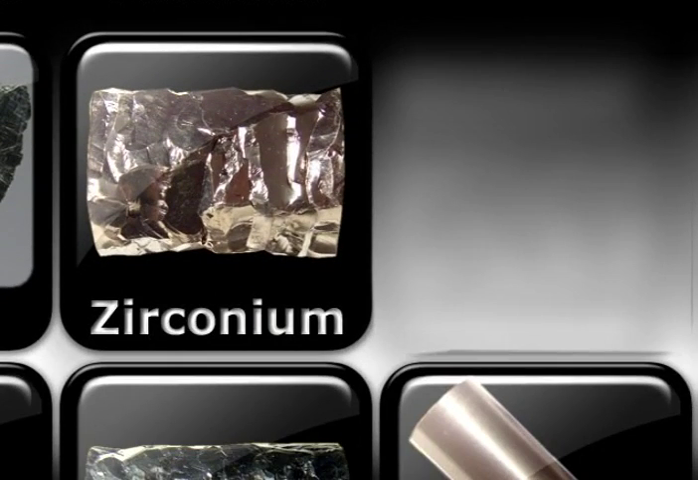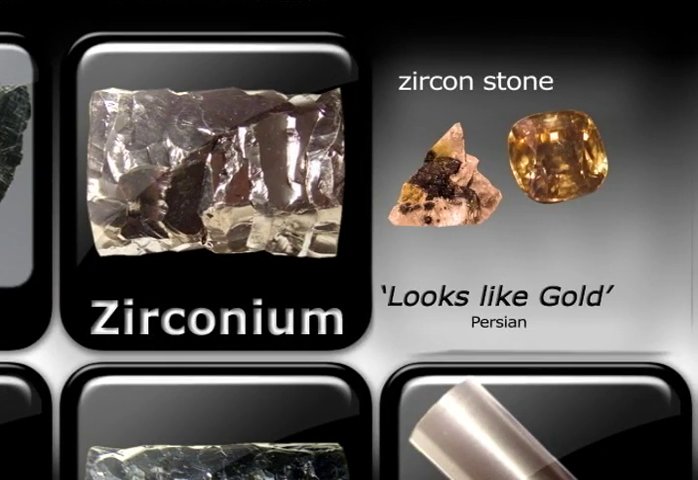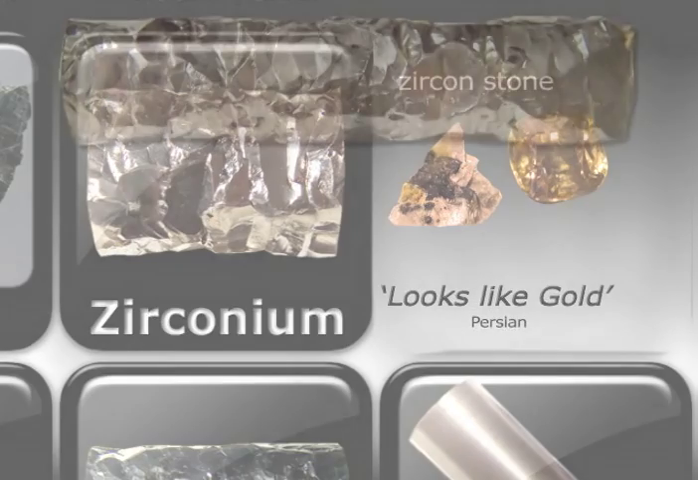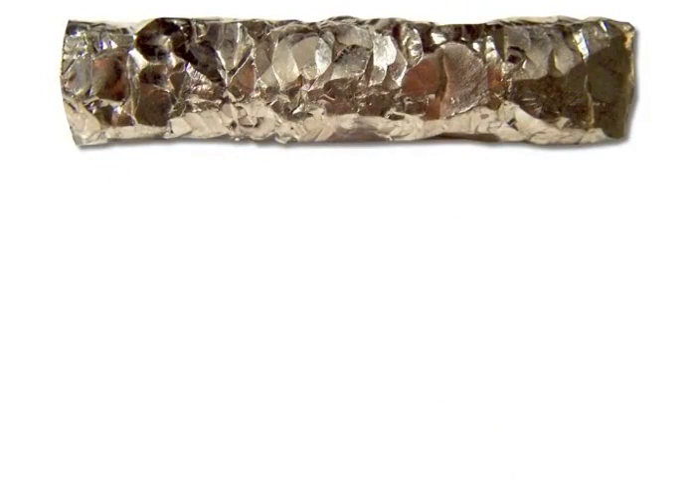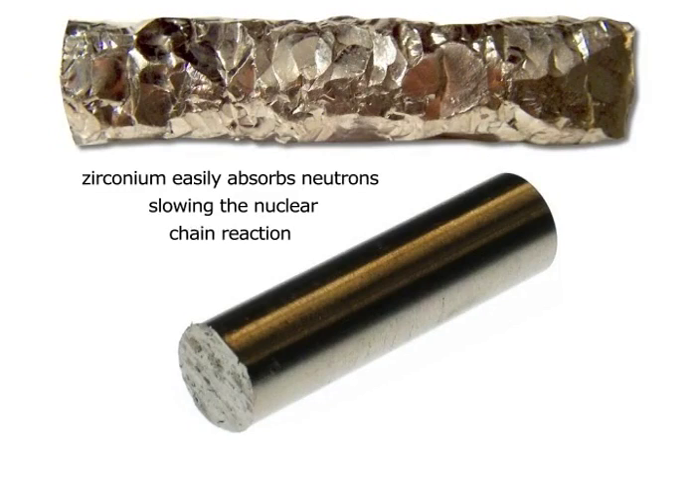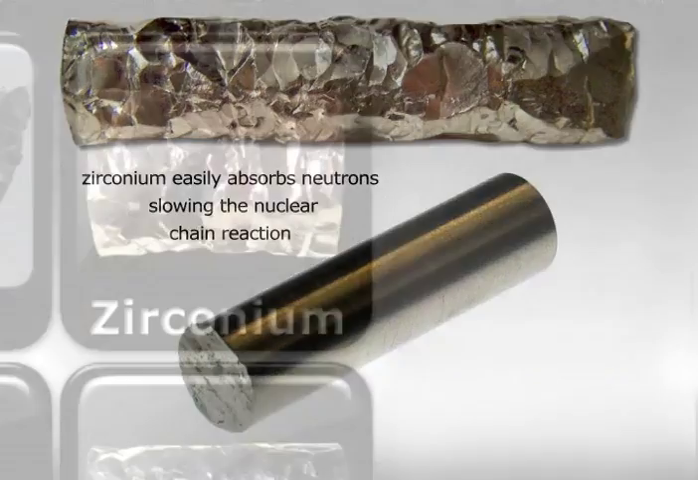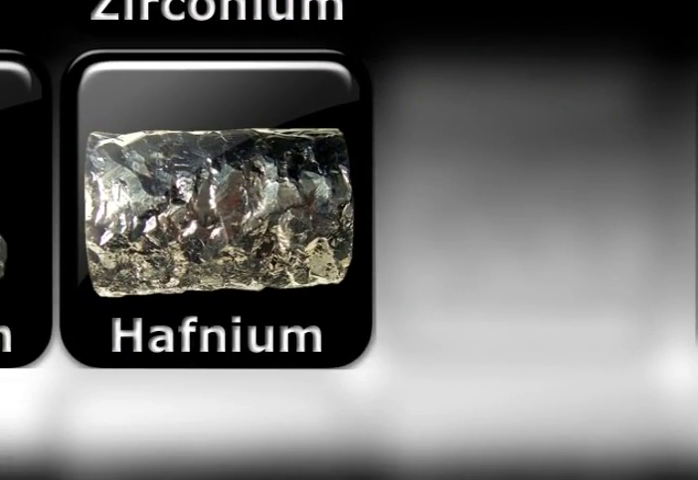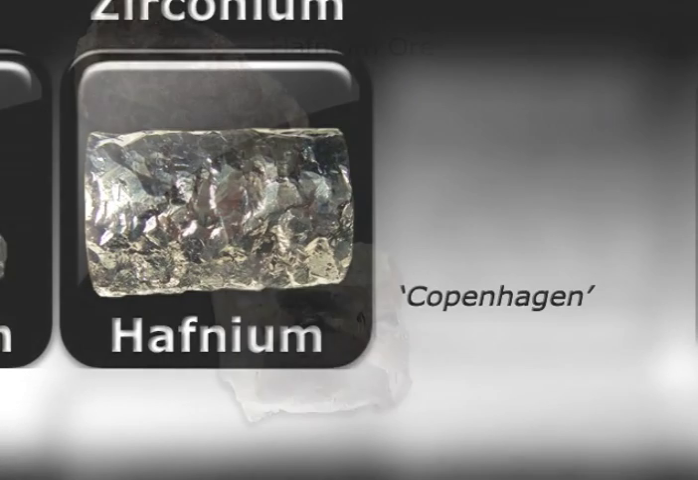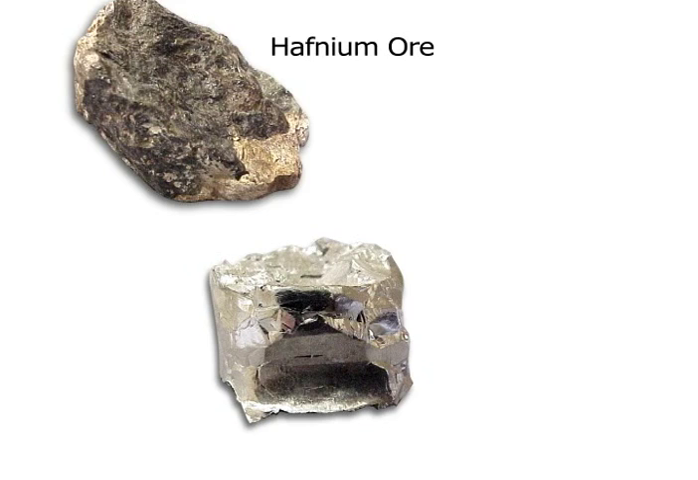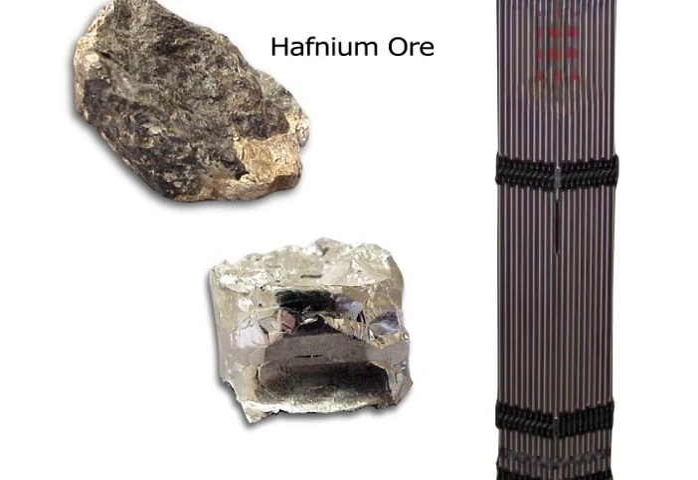Zirconium is Persian and means looks like gold, and some zirconium crystals have a gold hue and are cut like gemstones. Zirconium alloys are important in the nuclear industry and for jewelry. Hafnium, the Latin name for Copenhagen, where it was first discovered, almost identical to zirconium above it, and is also used in nuclear reactors and to control the fission rate of uranium and plutonium.